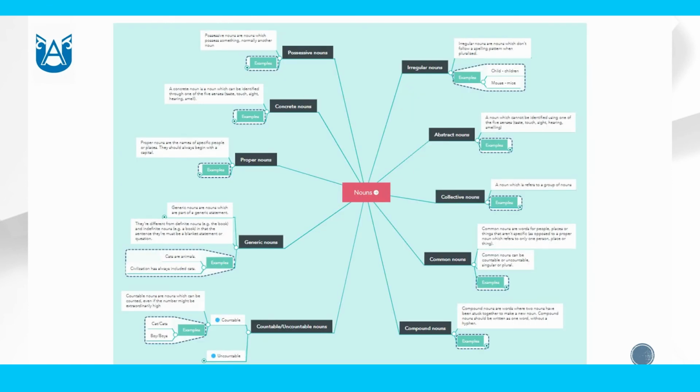The next example is a mind map about the different types of nouns in the English language. Note that each branch offers a definition of the noun type as well as examples.